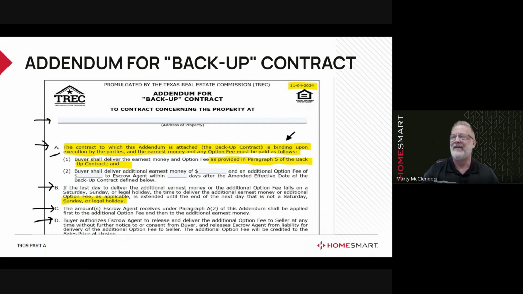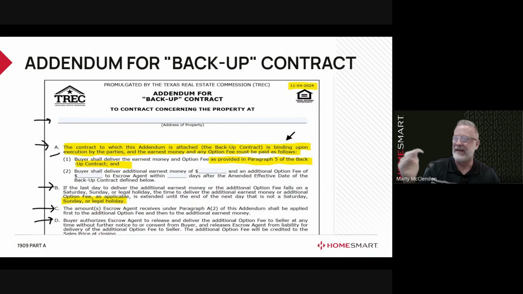Okay. Then it goes on to say, like, timelines. If the last day to deliver the additional earnest money or additional option fee falls on a Saturday, Sunday, or legal holiday, the time to deliver additional earnest money or additional option fee, as applicable, is extended until the end of the next day that's not a Saturday, Sunday, or legal holiday. All right. Typical language that goes along with the contract. This is an addendum to it.